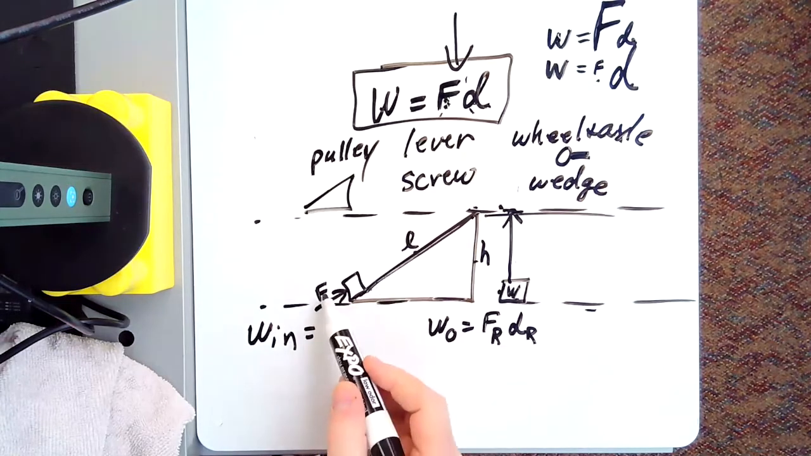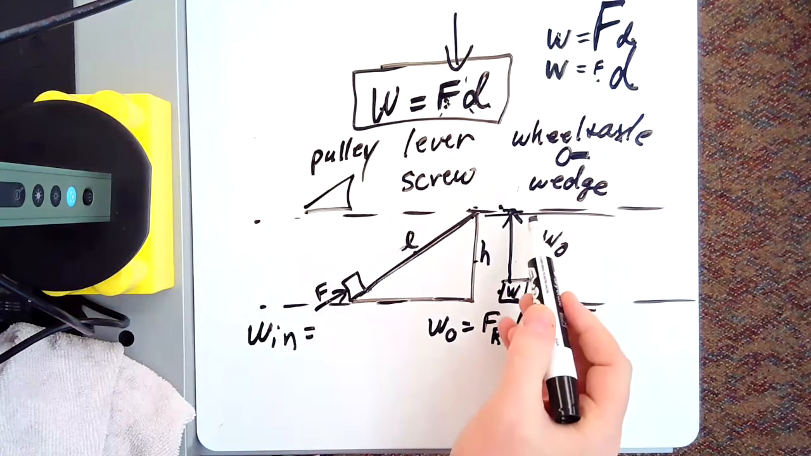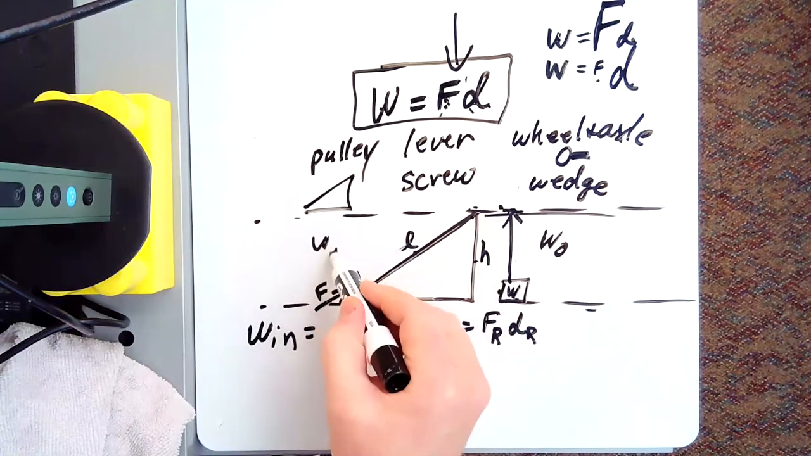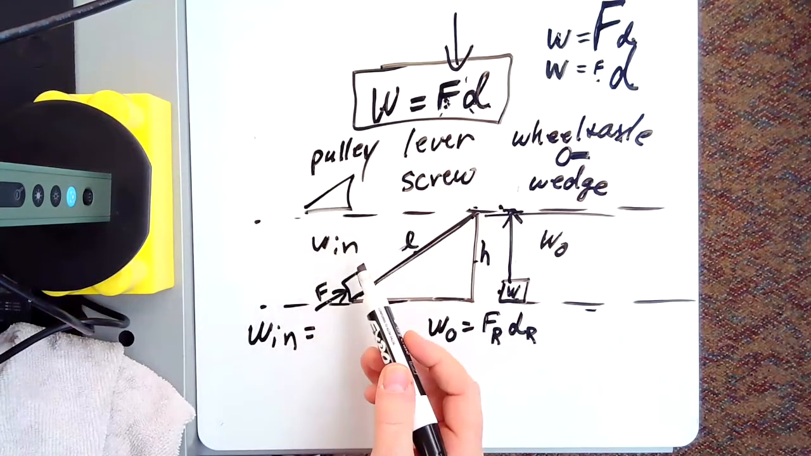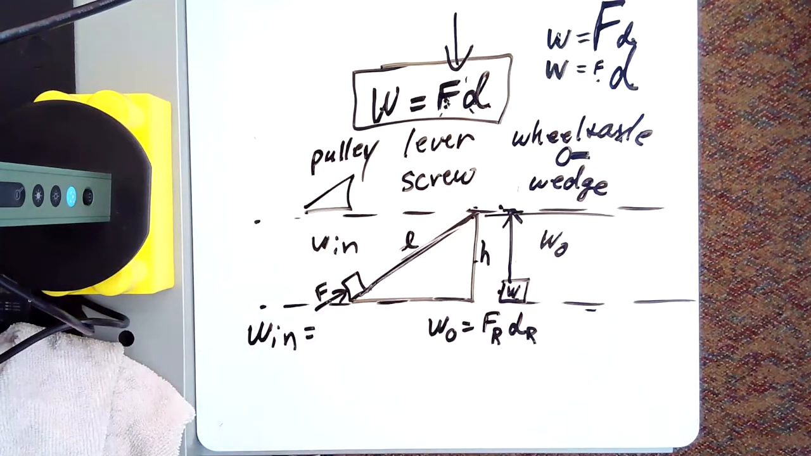So your work input is right here. This was your work output. This is what gets done. But over here is what you did. Does that make sense? This force times this distance is how much work you put into the thing.